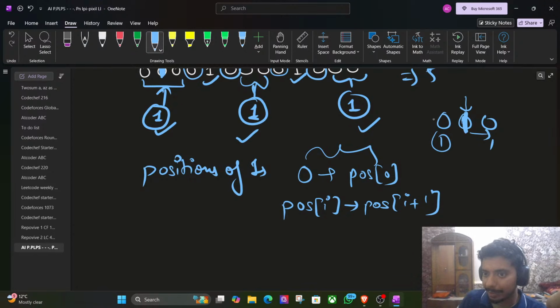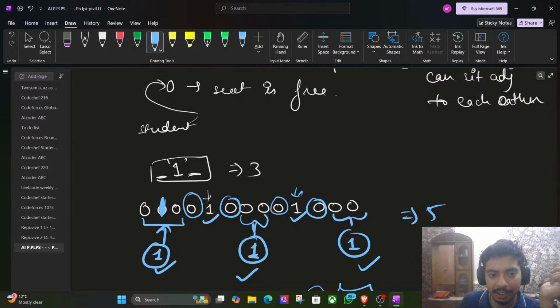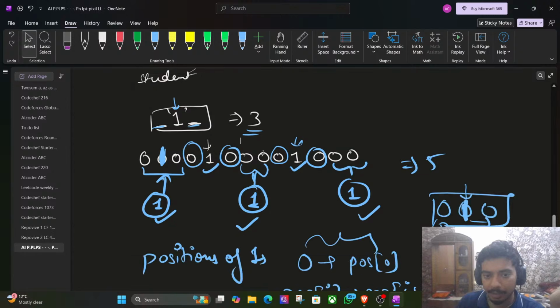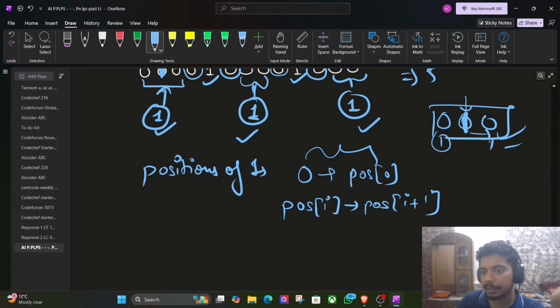Yeah, it's the same thing now. For each one, I know that the left and right is clear for that particular seat. Yes. So left and right is clear for this particular seat. So every student will carry 3 seats with them. It's like it's carrying three seats, one left, right, and itself.